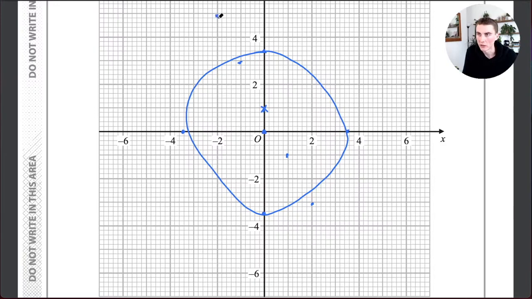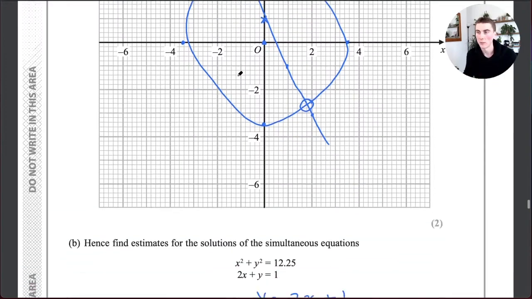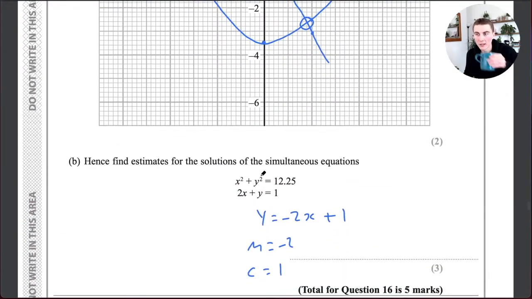Again, you want to get out your ruler and draw a straight line going through all this. And then you just look for the points where the lines cross. So they cross here, and they cross here. So these 2 points of intersection, where the 2 equations cross, are my solutions. These are solutions to the simultaneous equations.